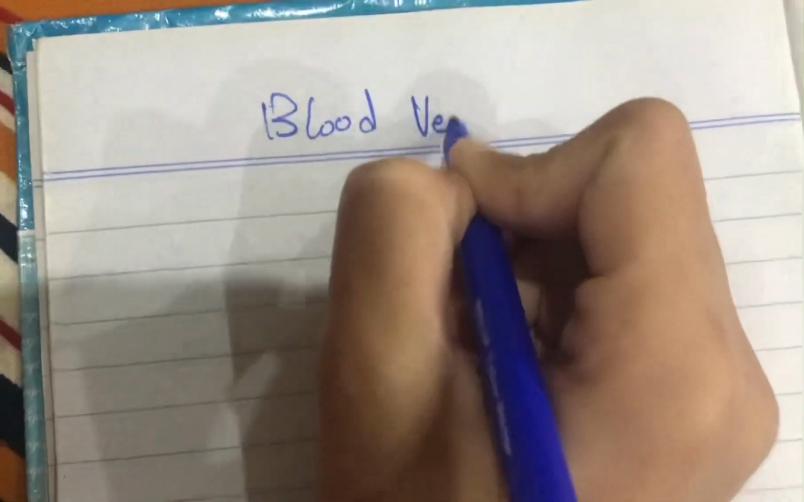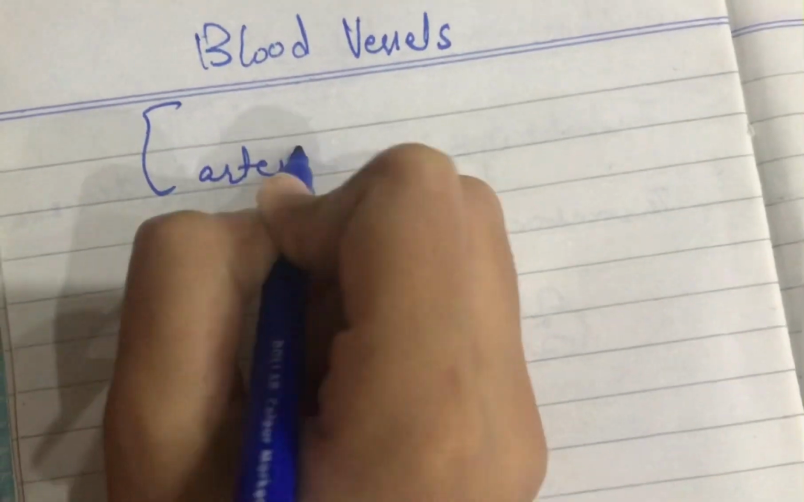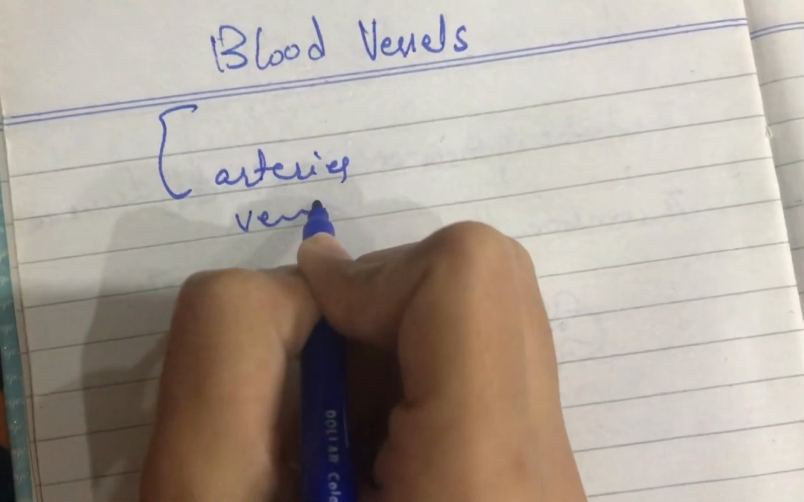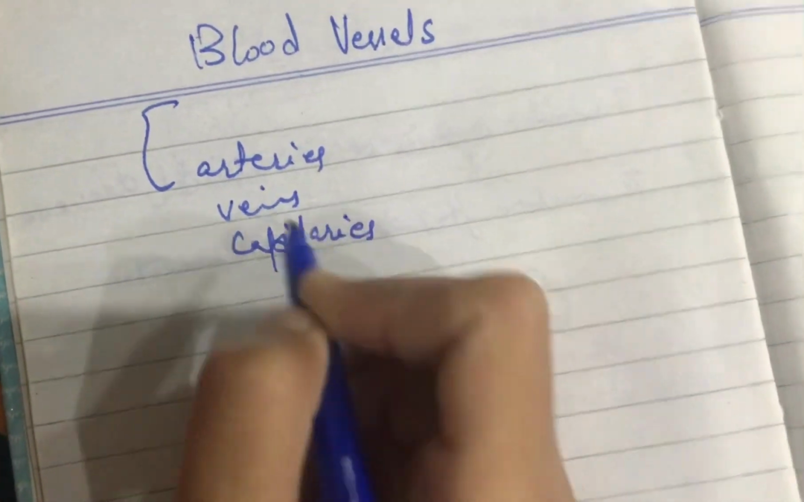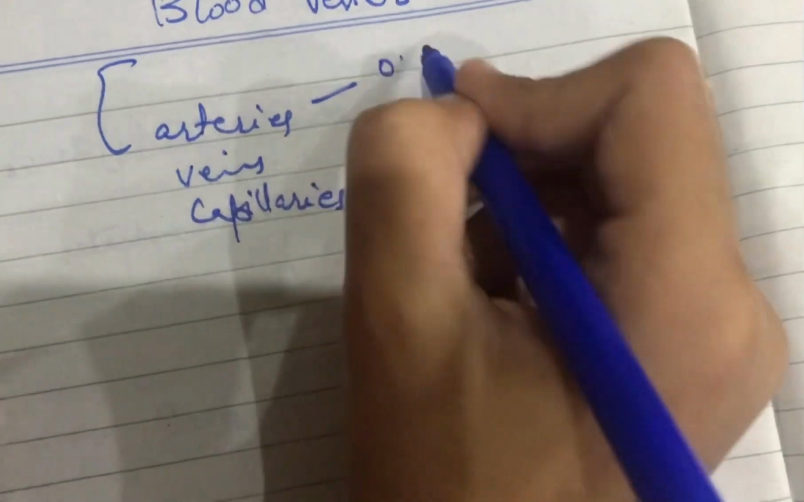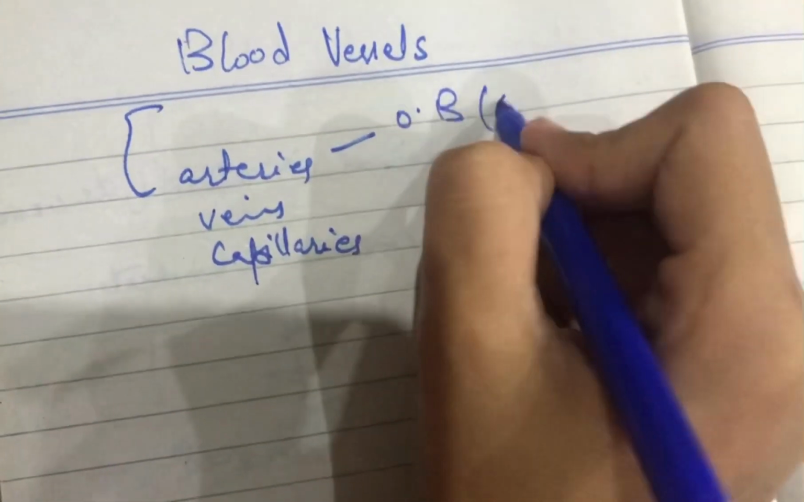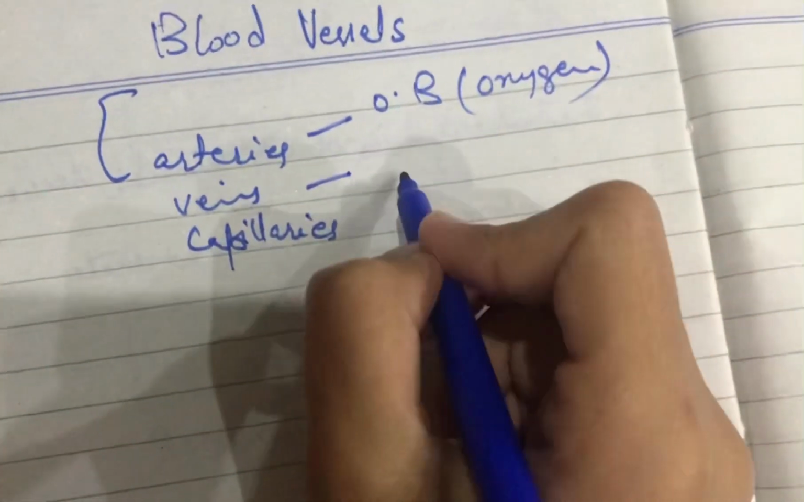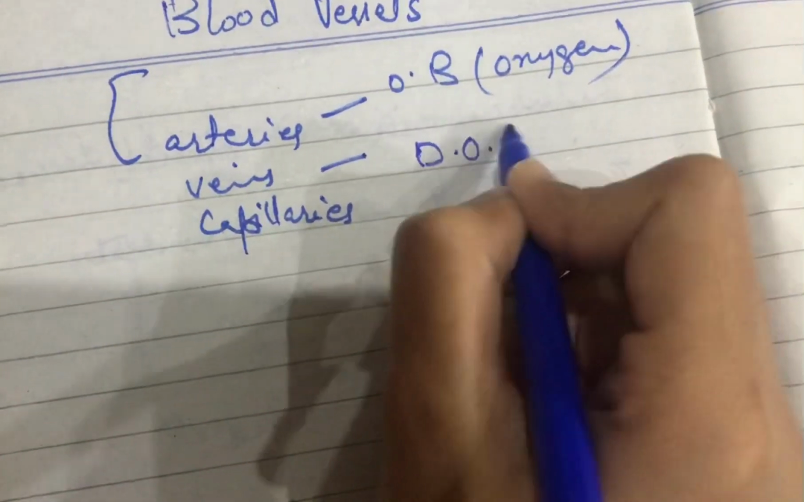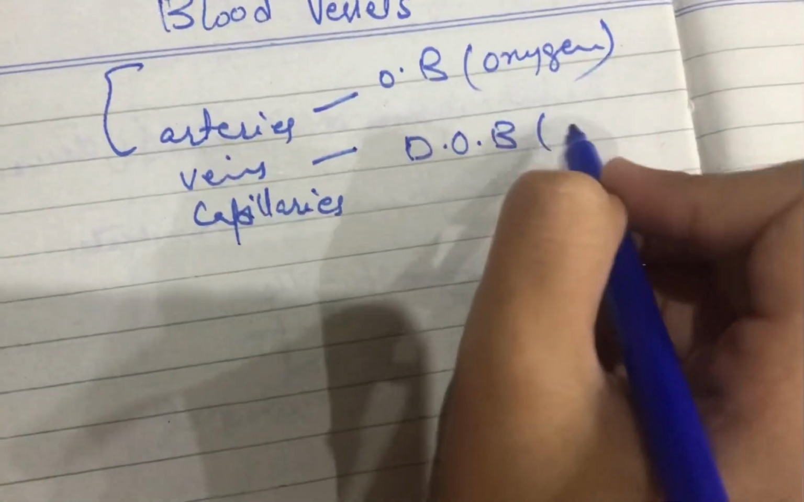So today I am going to tell you about the blood vessels. Like blood vessels: arteries, veins, capillaries. Now, arteries carry oxygenated blood, means presence of oxygen, and veins carry deoxygenated blood, means in the absence of oxygen.